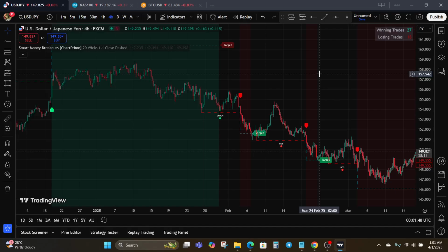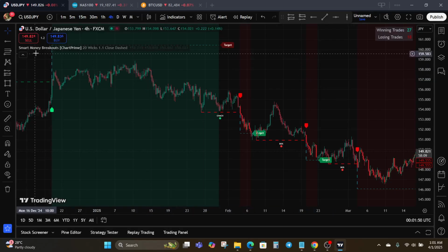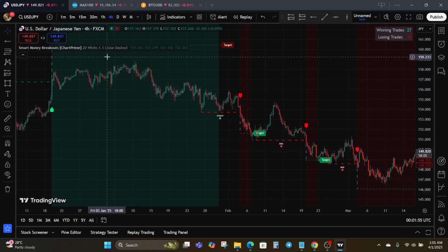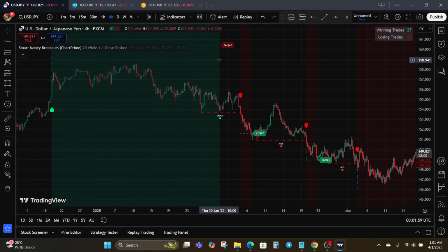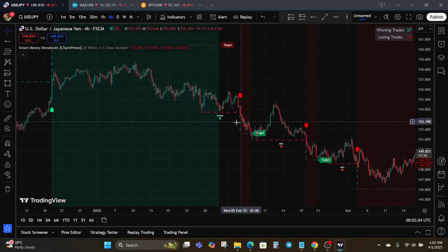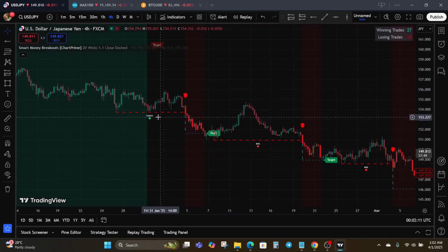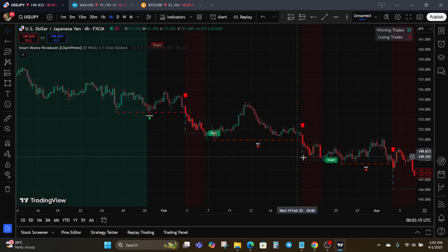Okay, now the SMB stands for Smart Money Breakouts. Okay, for the purpose of this video, we're looking at this indicator, and this indicator is designed to detect when smart money is making its move. Okay, it automatically identifies CHoCH. You can see this is change of character. Automatically identifies change of character and break of structure, which is BOS. It identifies these important levels to help traders anticipate market direction shifts.